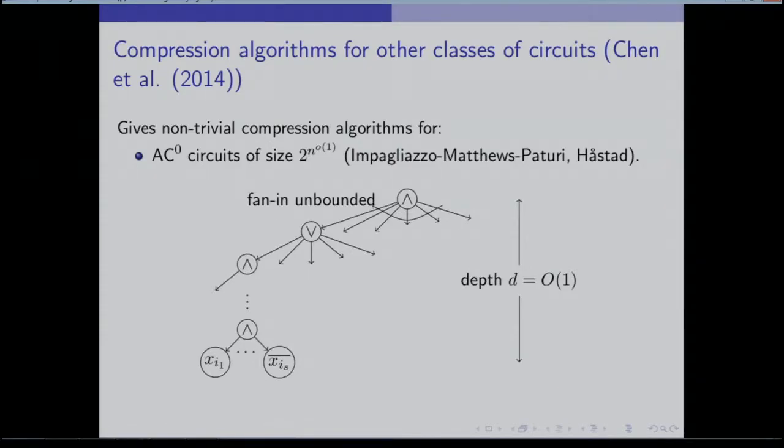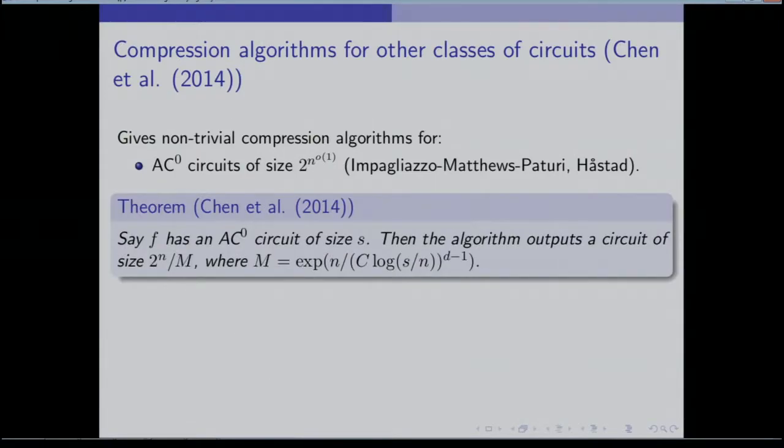Okay, and these are recent results of Impagliazzo, Matthews, Paturi, and Håstad from a few years ago. And so now using these results, you actually know that these circuits have small DNFs, and therefore you can run the DNF algorithm and get a non-trivially small circuit. Okay. So this is the exact bound that's obtained. I just want to state this because I want to compare it to the bound that's obtained for AC0 with parity gates and mod P gates.